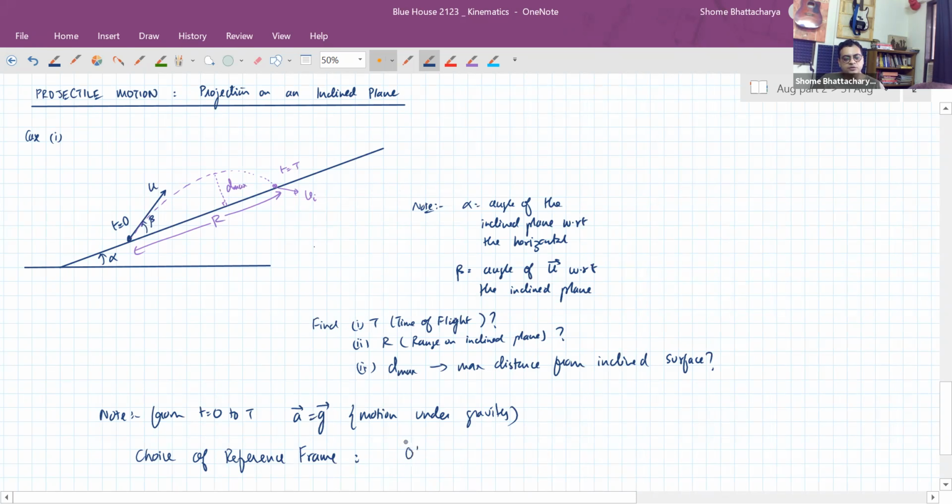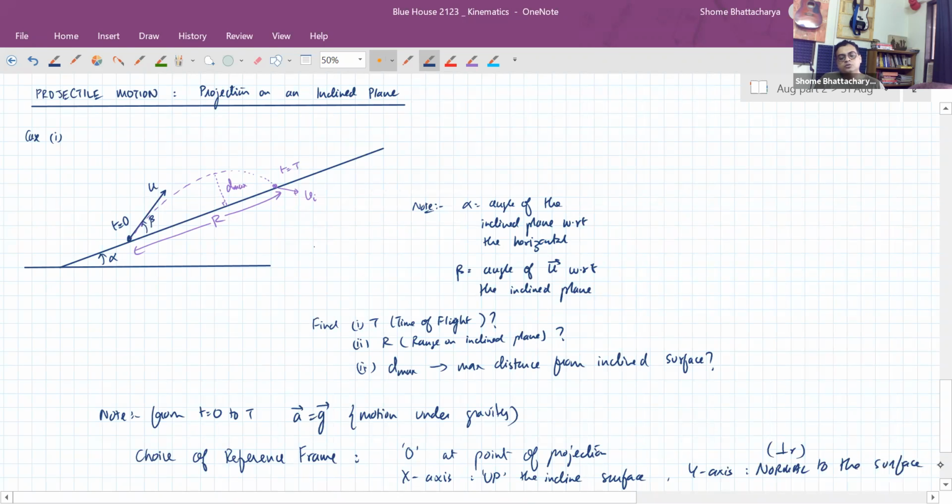We'll take the origin of our coordinate frame at the point of projection. And in this case, because it's going up the inclined plane, we can take the x-axis up the incline surface, and the y-axis normal or perpendicular to the surface.